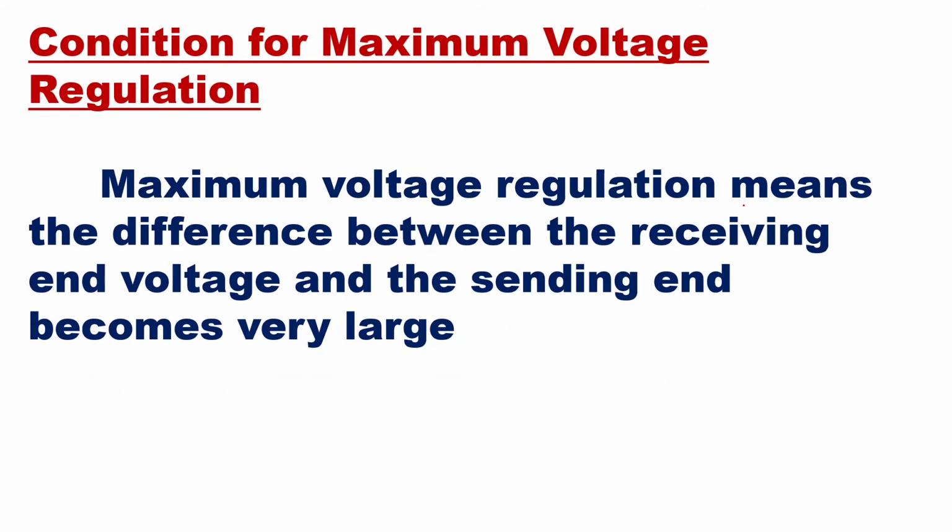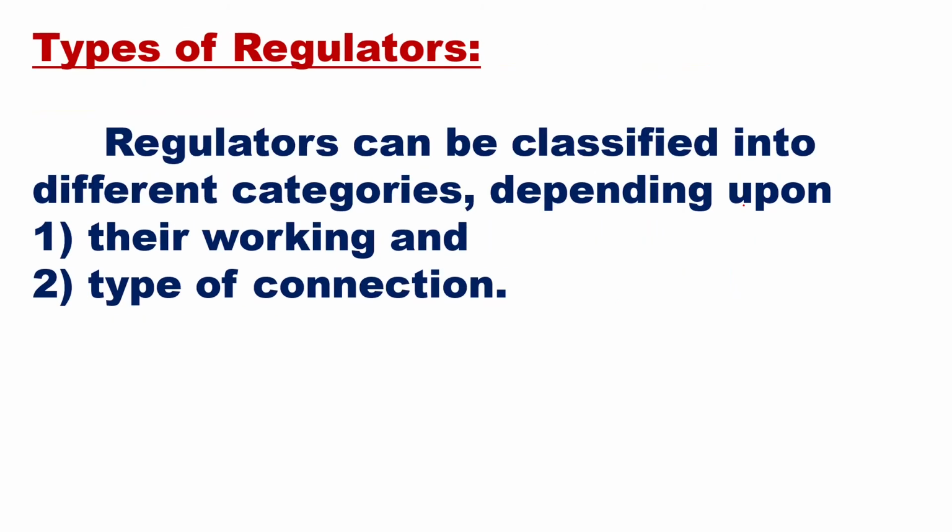Similarly, we'll see one more condition, the condition for maximum voltage regulation. Maximum voltage regulation means the difference between the receiving voltage, that is the output voltage, and the sending voltage, the difference between the receiving end voltage and the sending end voltage, becomes very large. Then it is called maximum voltage regulation. Then again, we'll go on to see types of regulators.